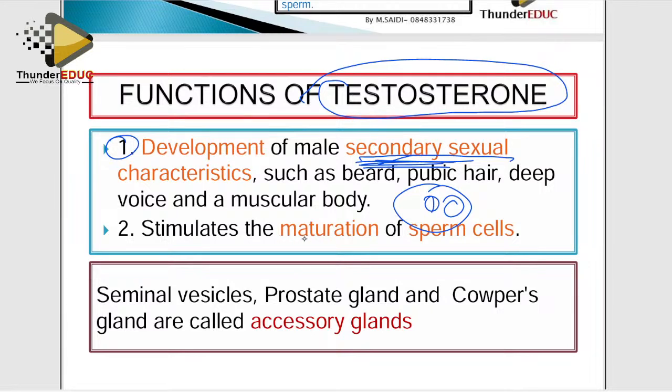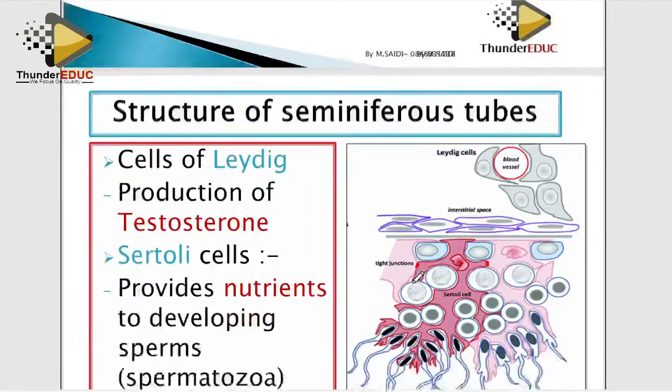So that is one. Number two is it stimulates the maturation of sperms. This hormone testosterone stimulates the maturation of the sperms. We saw that these three glands, seminal vesicle, prostate gland, Cowper's gland, the general name is called accessory glands. How do you call those three glands? Accessory glands. That is the seminal vesicle, prostate gland, and Cowper's gland. You need to know that also. But now, we have seen that testosterone is very important in the maturation of sperms and also responsible for secondary sexual characteristics. So where is it being produced from?